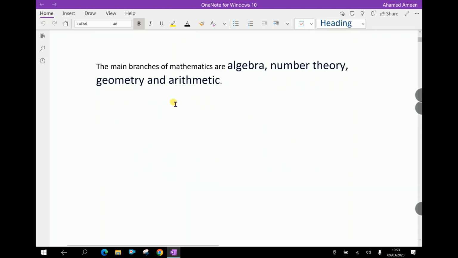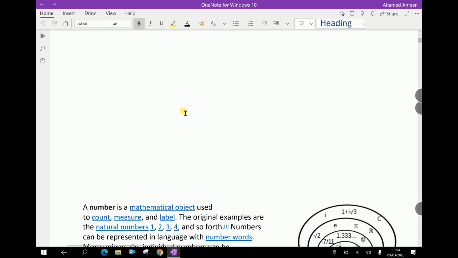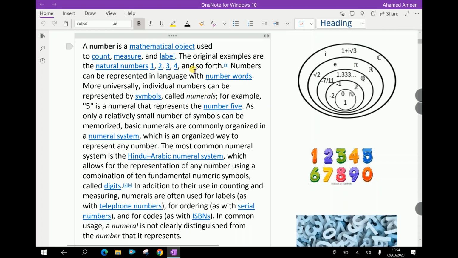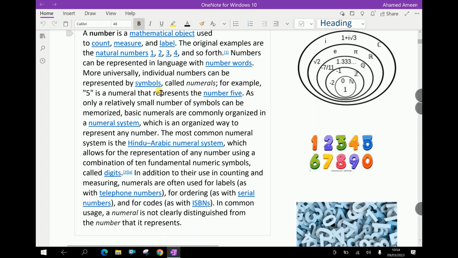The main branches of mathematics are algebra, number theory, geometry and arithmetic. A number is a mathematical object used to count, measure and label. The original examples are the natural numbers. Normally we use 1, 2, 3, 4, 5, 6, 7 up to infinity. Here the numbers are represented in symbols.